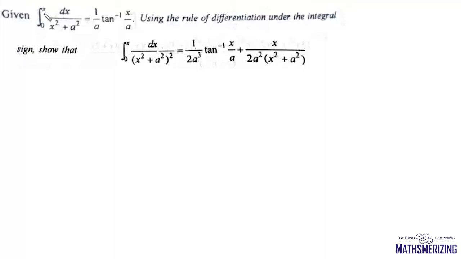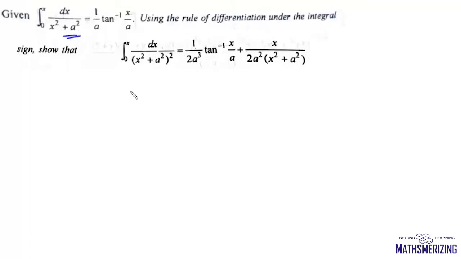Now here the question is, we are given this integral from 0 to x dx upon x square plus a square, and it is 1 upon a tan inverse x upon a. Now using the rule of differentiation under the integral sign, we need to show that this integral dx upon x square plus a square whole square, it is 1 upon 2a cube tan inverse x upon a plus x upon 2a square into x square plus a square.